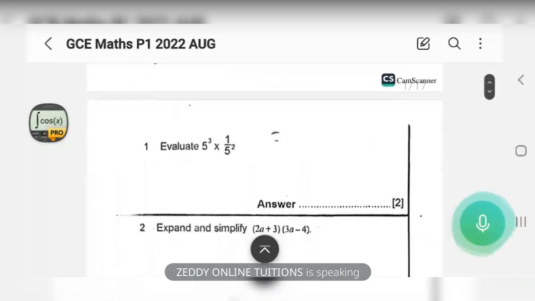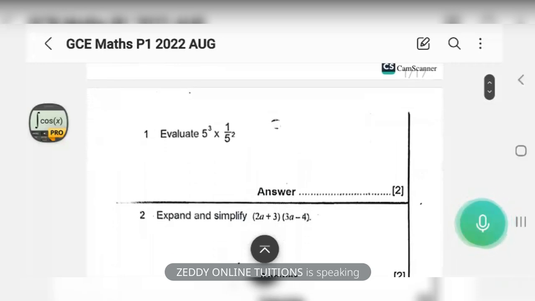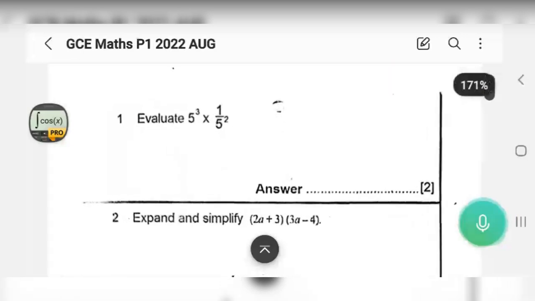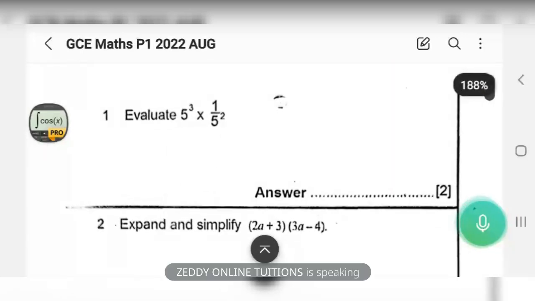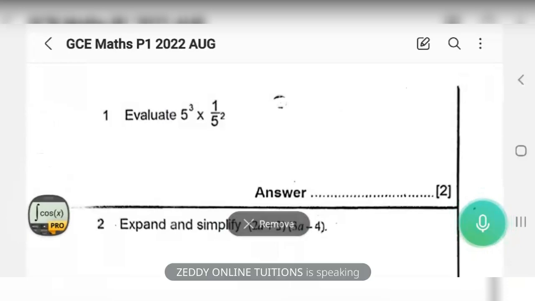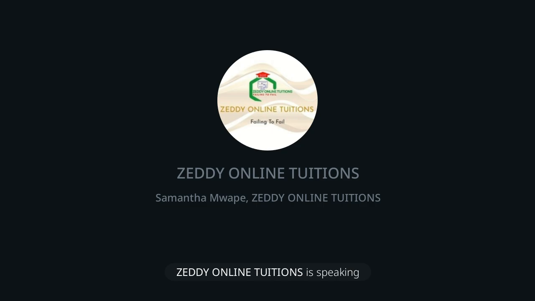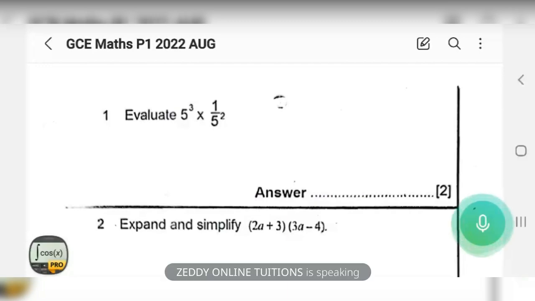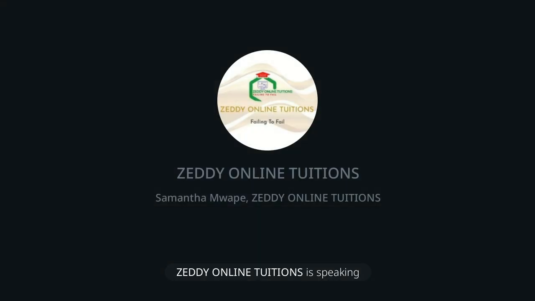I'll give you extra questions. This one? Yeah, you can do this too. I can take a screenshot. Yeah, take a screenshot of these. Have you taken a screenshot? Yes. You should share them in the math group.